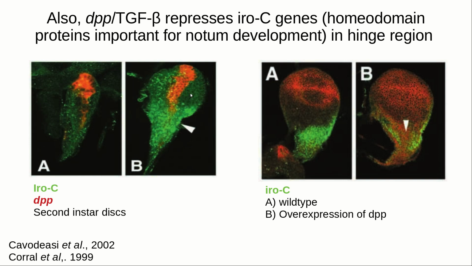Then DPP is also relevant to repress some notum genes. So as you see here in the A and B figures, in red you have the expression pattern of DPP. So these expression patterns are mostly exclusive. So remember that DPP is a morphogen, so these cells are also receiving DPP signaling. And when you overexpress some DPP here in the notum part, Iroquois genes are repressed.